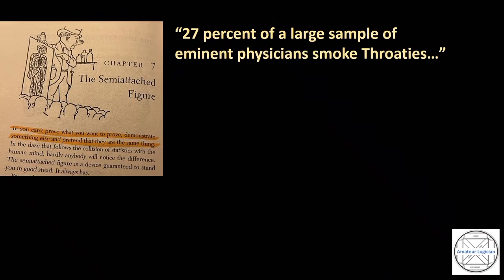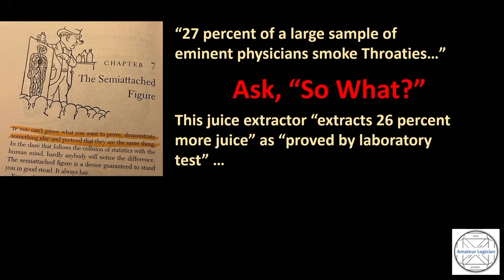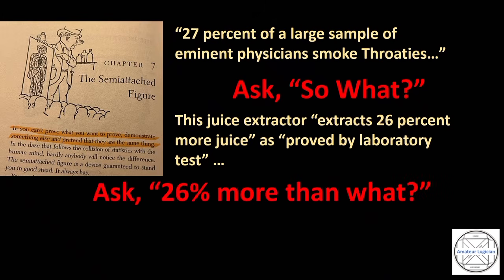27% of a large sample of eminent physicians smoke Throaties. Well, so what? What does that really prove? Is it self-evidently true that physicians will smoke better stuff? This juice extractor extracts 26% more juice as proved by laboratory tests. Okay, 26% more than what? Compared to other extractors? Which ones? Old ones from a long time ago? The latest ones from competitors?